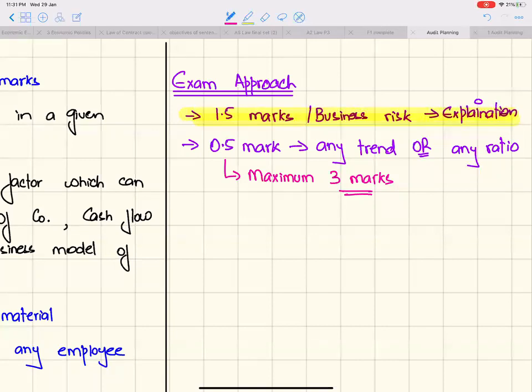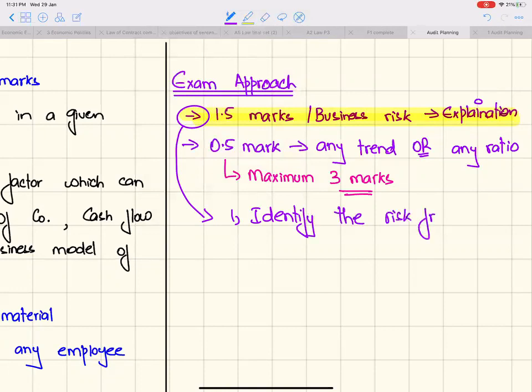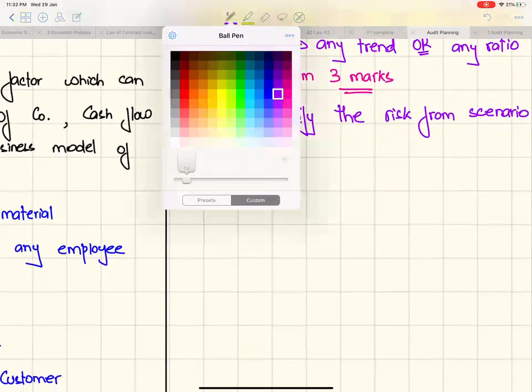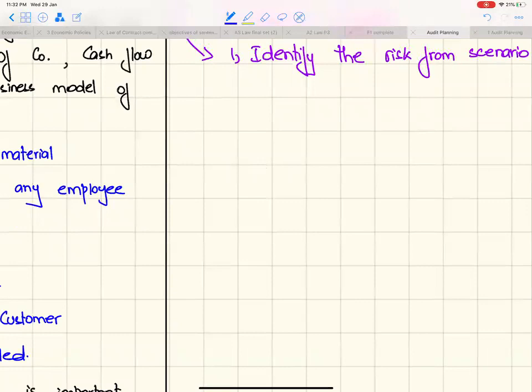Now, in every risk which you are writing, you have to write 3 things. Identify the risk from scenario. First of all, you have to identify the risk from scenario. You have to identify, okay, this is the risk. Like, for example, a company is importing the raw material.